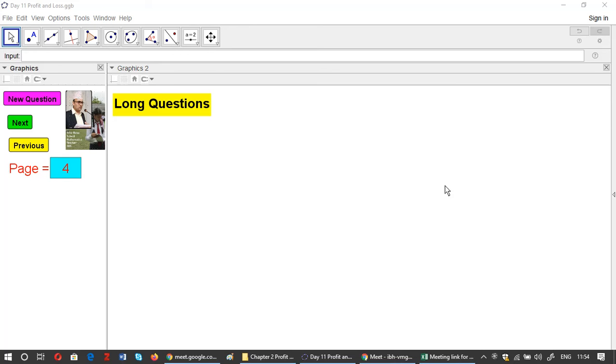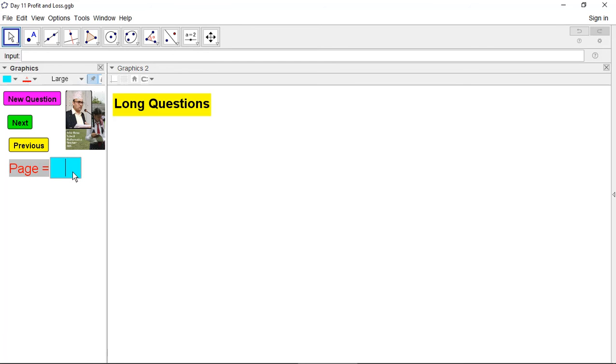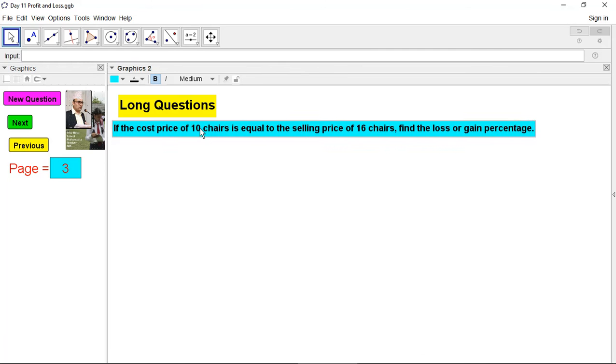First of all, dear students, let me check what we have discussed. Phase number 3. Can you read the question? Anyone? Manyata, can you read the question? Yes, sir. If the cost price of 10 chairs is equal to the selling price of 16 chairs, find the loss or gain percentage. Thank you, Manyata.